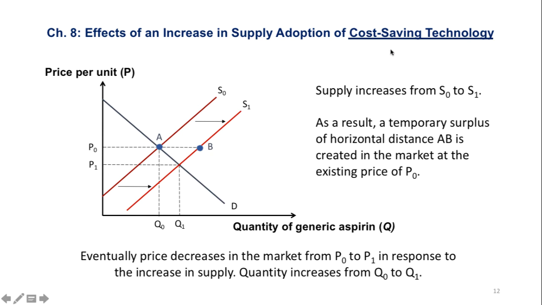There are two types of technology. One is cost-saving technology, which shifts the supply curve to the right, decreasing the price and increasing the quantity. The other type would be cost-enhancing technology, which shifts the supply to the left, which increases the price and decreases the quantity.